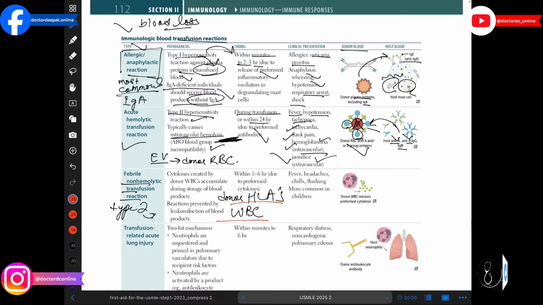And it will give the presentation of fever, headaches, chills, flushing, and it is more common in children. It happens within 1 to 6 hours due to preformed cytokines. Cytokines created by the donor WBCs accumulate during the storage of blood products, and the reaction is prevented by leukoreduction of blood products. Same as in the allergic and anaphylactic reaction, where we give blood products without IgA, for the febrile non-hemolytic transfusion reaction we do leukoreduction of blood products.